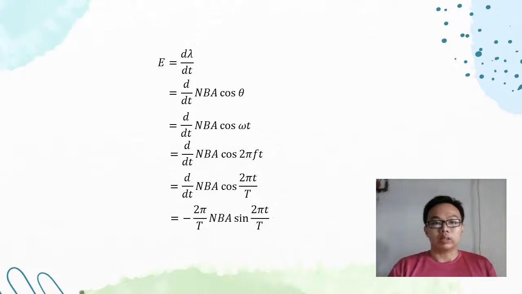From the formula, we can substitute λ equals NBA cos θ, where N is the number of turns of the coil, B is the magnetic field strength, A is the surface area in square meters, and θ is the angle between the magnetic field and the perpendicular line of the planar coil. We substitute θ with ωt, then ω with 2πf, then f with 1 over T. We get E equals negative 2π over T multiplied by NBA sin 2πt over T.